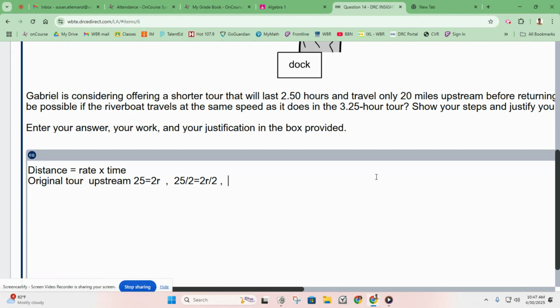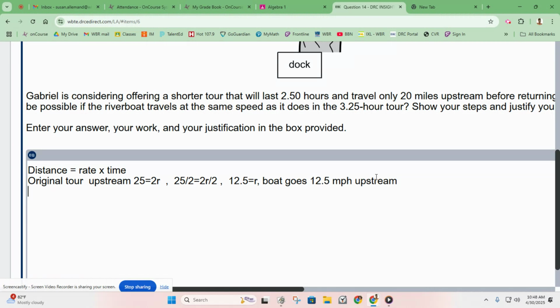This is the calculator session, so I can open my calculator to do that division. But what you end up finding out is that 12.5 equals R. So I know how fast it's going. So in other words, the boat goes 12.5 miles per hour. MPH, everybody pretty much knows what it means. You don't have to spell it out. Okay? 12.5 miles per hour upstream.